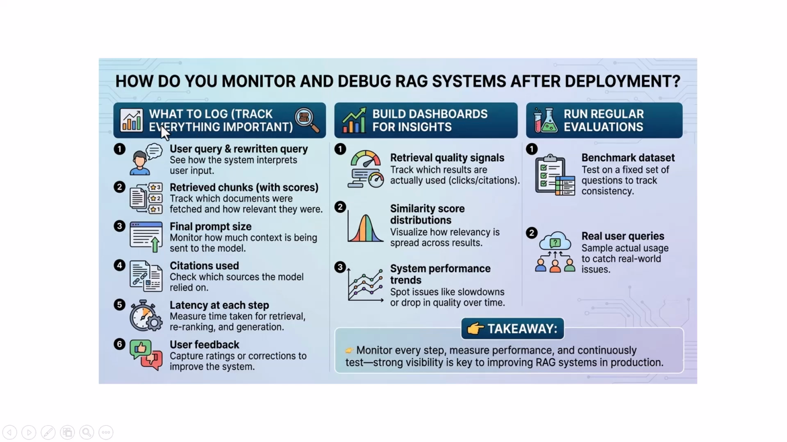Okay. Let's learn how to monitor and debug RAG systems after deployment. First, let's understand what to log. First one is user query and rewritten query. That is, check to see how the system interprets user input. Also, check retrieved chunks with scores. That is, track which documents were fetched and how relevant they were.